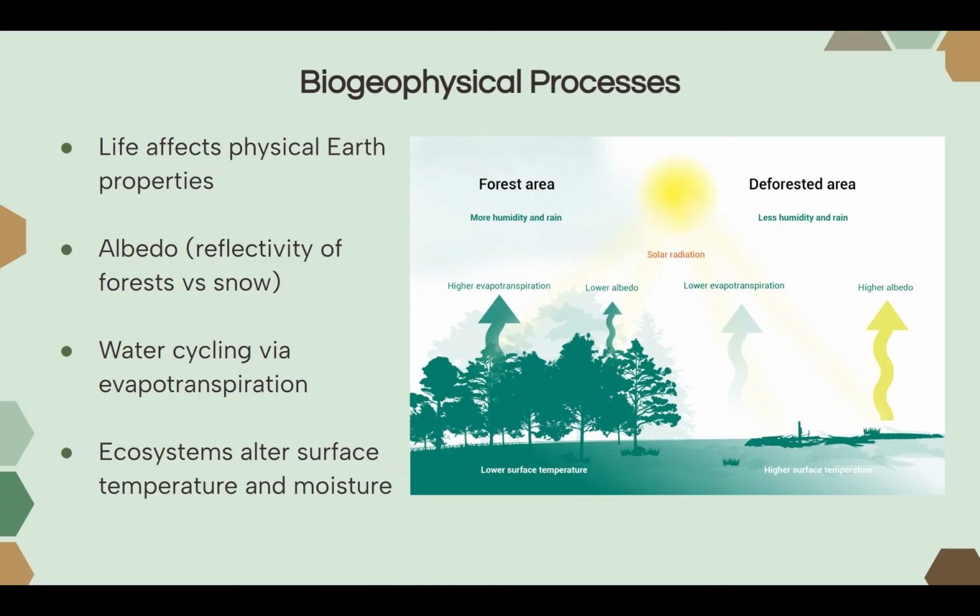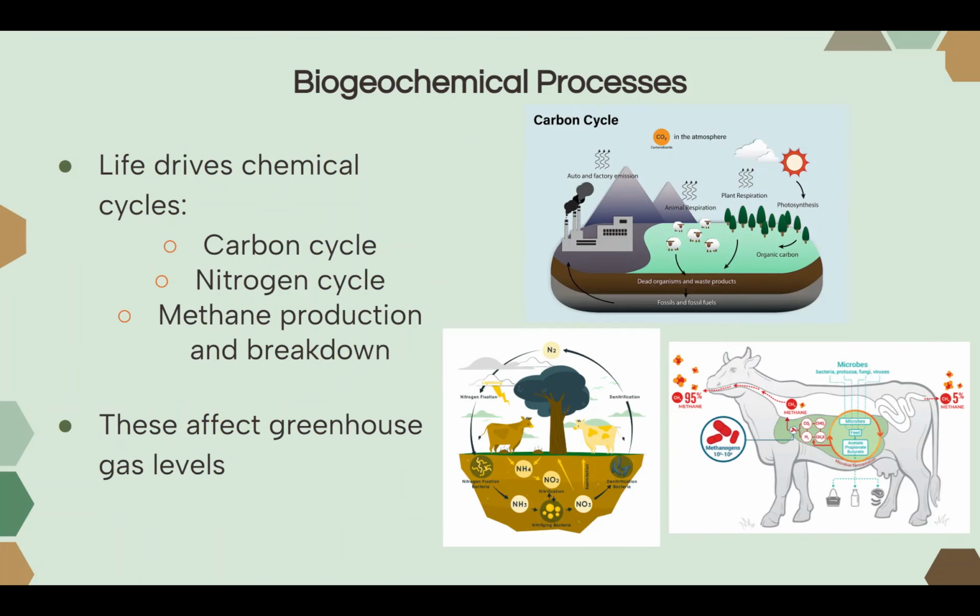It is directly involved in the cycling of water, the water cycle, through the process of evapotranspiration. So you can see ecosystems can alter the surface temperature of the Earth as well as the moisture level of the Earth. Life also drives chemical cycles such as the carbon cycle, the nitrogen cycle, and even the methane production and breakdown, and the cycling of that throughout the Earth.